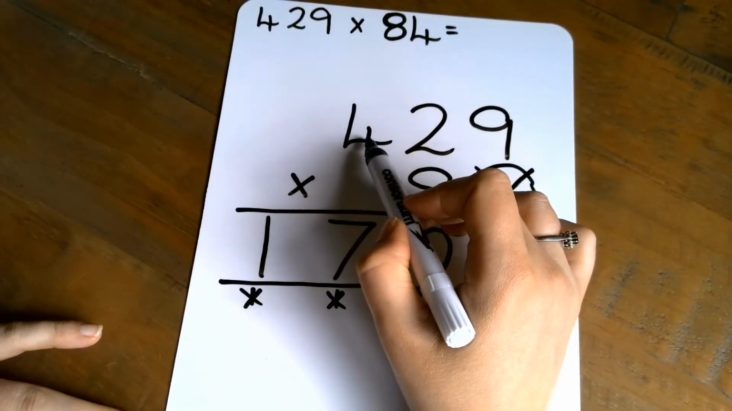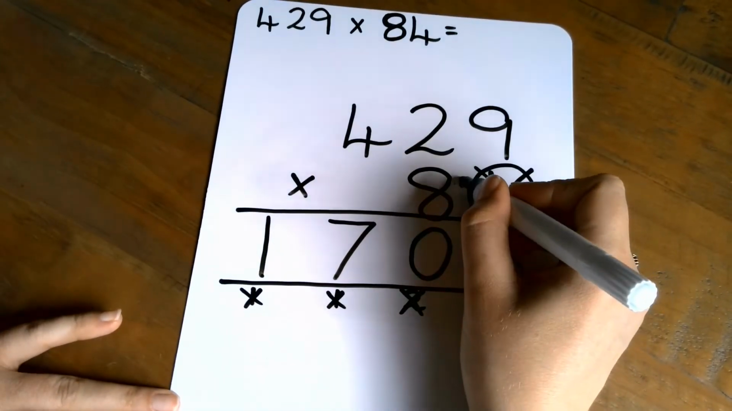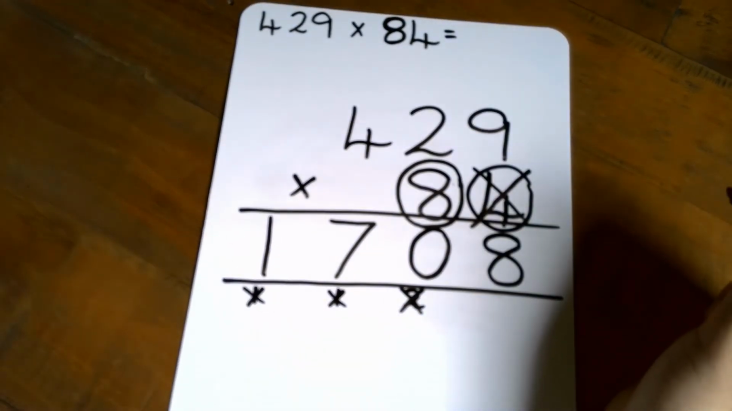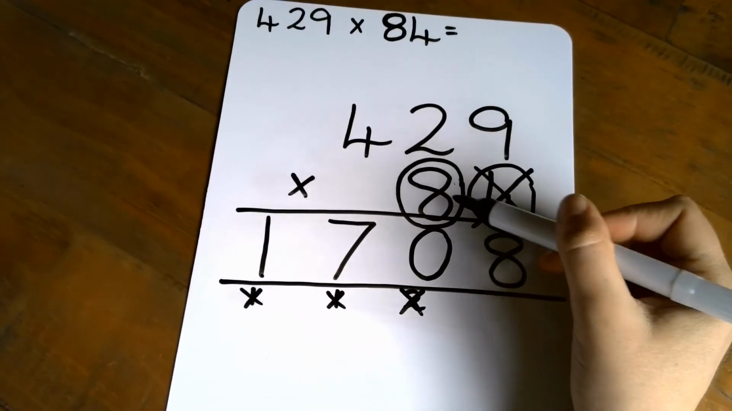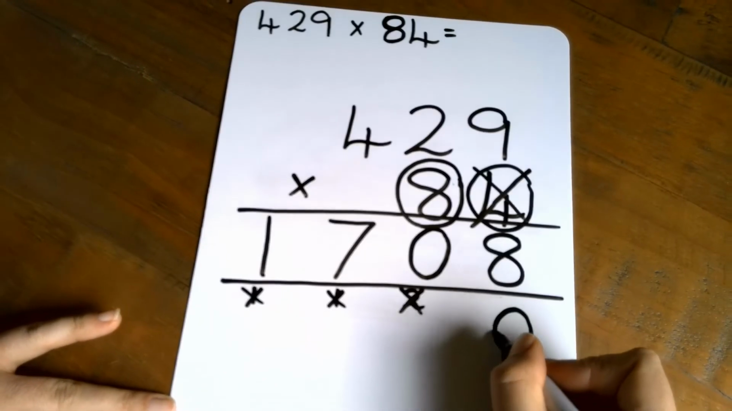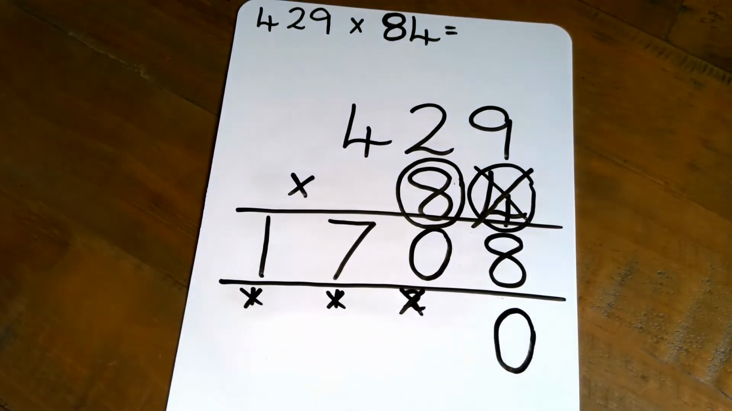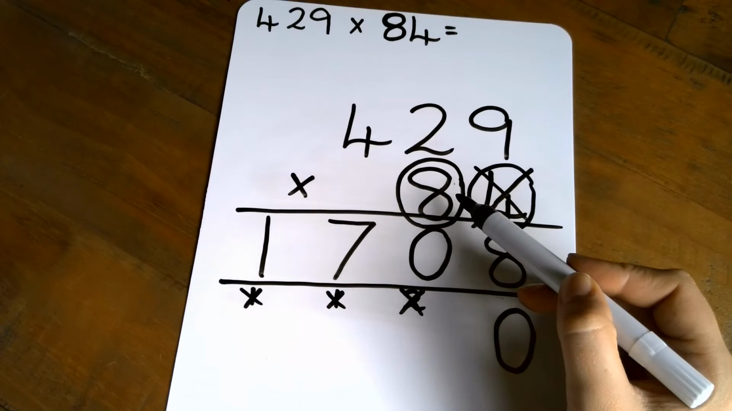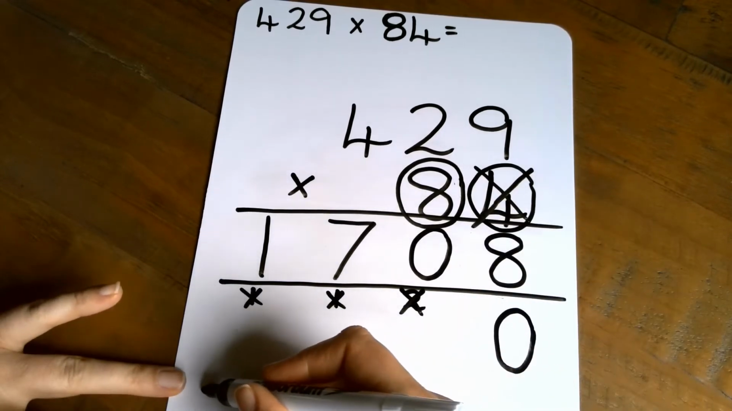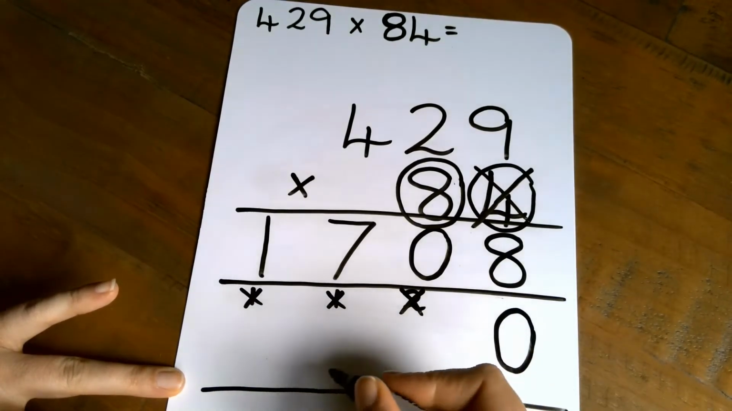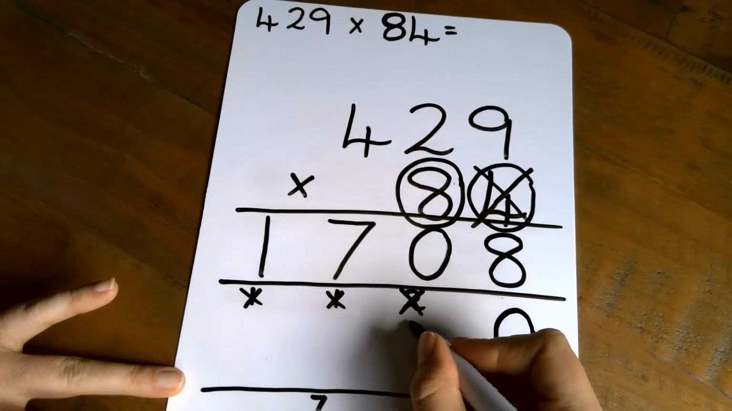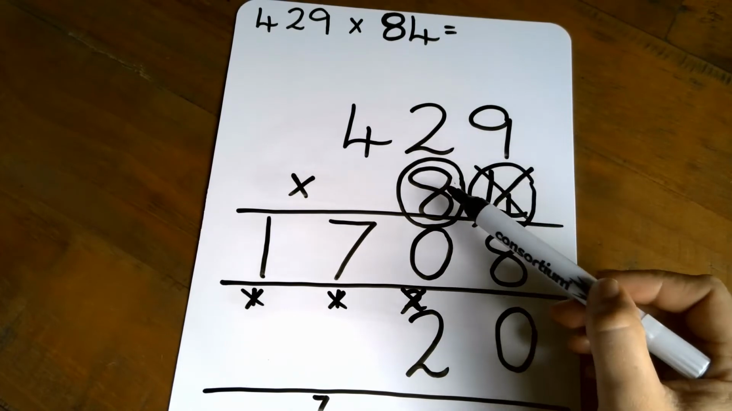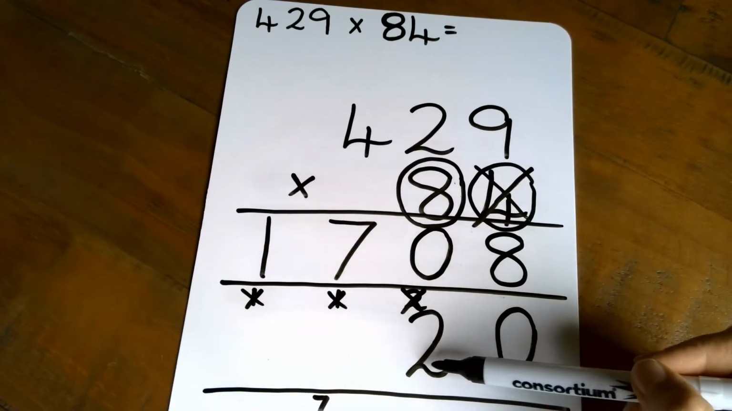I now need to multiply the 429 by this 8 here, which is actually 80. Because I need to make everything 10 times bigger, I need to put my placeholder here. 9 times 8, 72. Remember, it's actually 9 times 80, which is why it's 720.